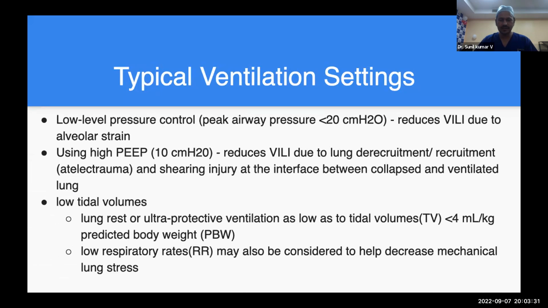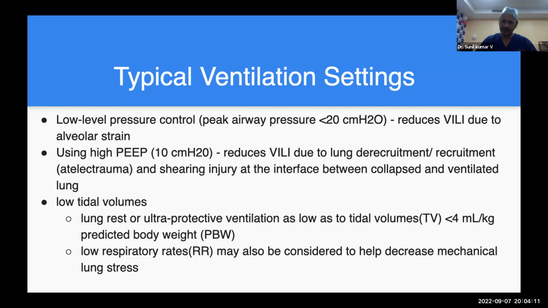So the ventilator settings would be low-level pressure control settings to reduce the injury due to alveolar strain. You should have a high PEEP so that the lung derecruitment and recruitment, which is causing atelectotrauma, will be reduced, along with the shearing injury at the interface between the collapsed and the ventilated lung. So apart from low pressure control and high PEEP, low tidal volume is also important.